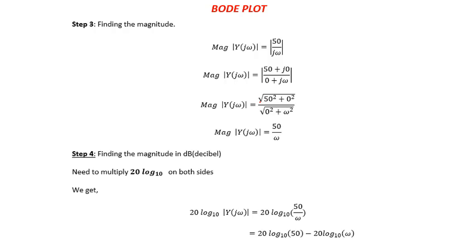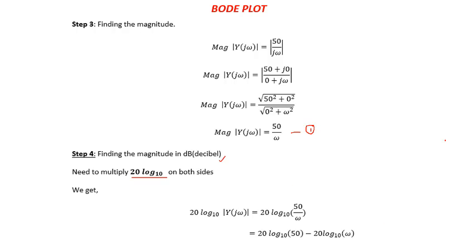To remove this modulus, we find the root of a square plus b square, that is root of 50 square plus 0 square, divided by root of 0 square plus omega square. Root of 50 square is 50, root of omega square is omega. So the magnitude of Y(jω), which has both K as well as s, is 50 divided by ω. Now we have to write this magnitude in terms of dB. Hence we multiply 20 log to the base 10 on both sides of this equation, which we write as equation 1.